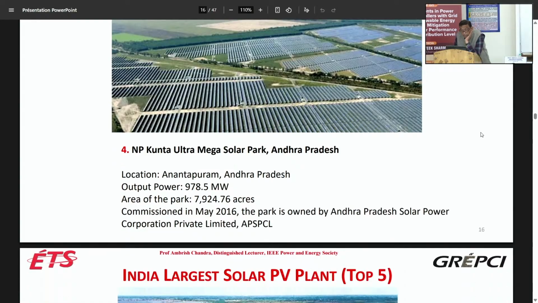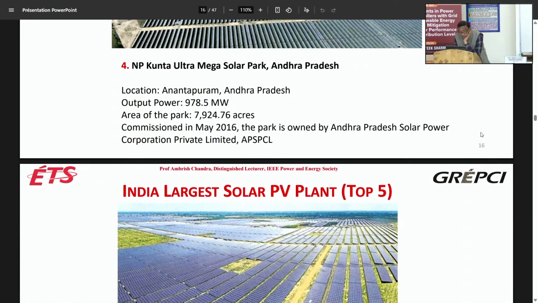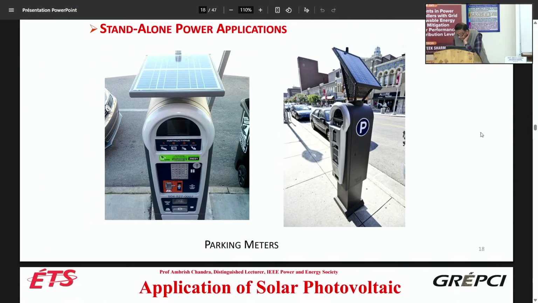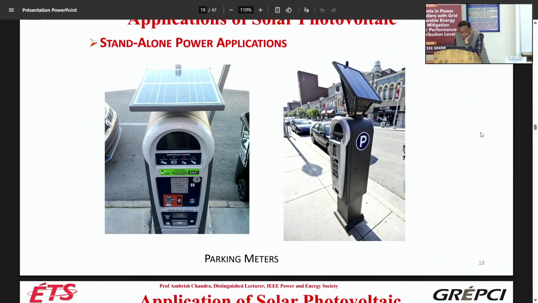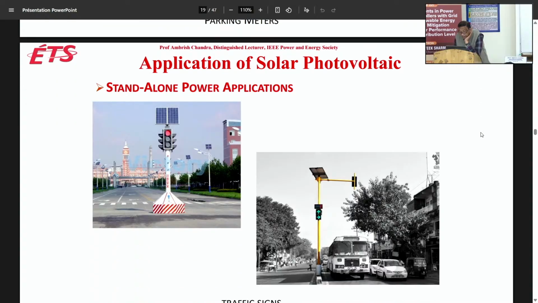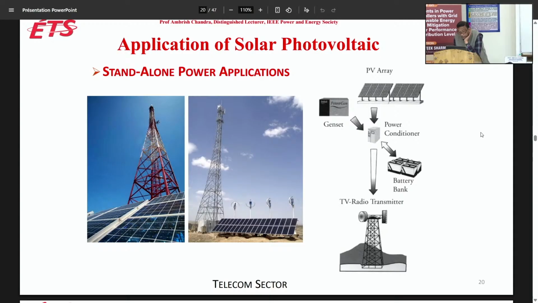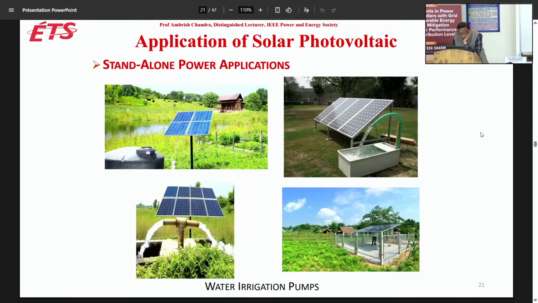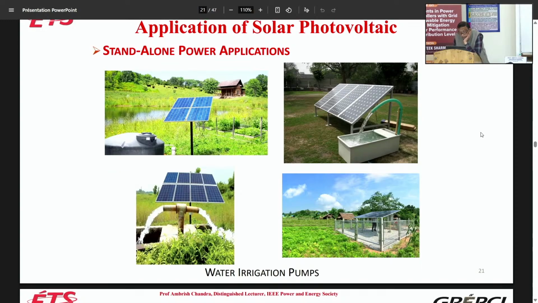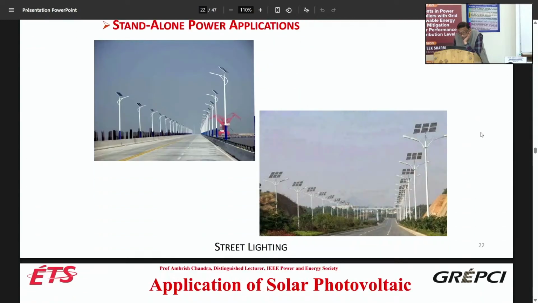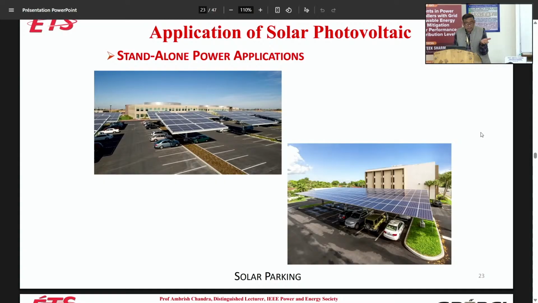What are the applications? Parking meters we have like this. At many places they are being used. Traffic signals, telecom towers, water irrigation pump in India. I think Shakti pump, they are making this, right? Street lighting, solar parking, power in space.